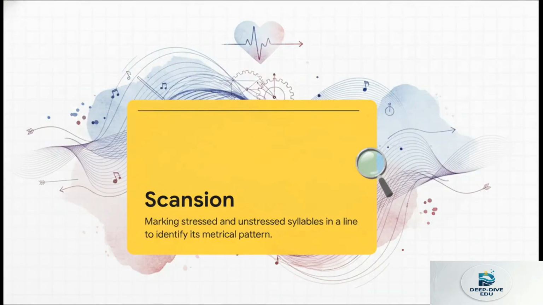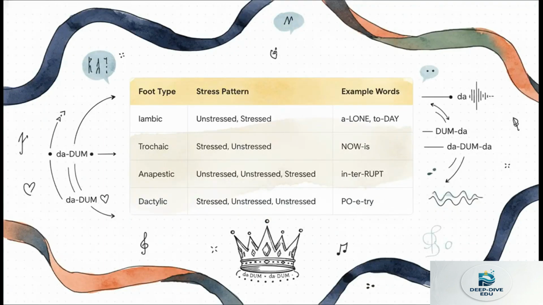And our primary tool for mapping this out is called scansion. Scansion is just the process of marking those stressed and unstressed syllables in a line to spot the pattern. Think of it as mapping out the actual heartbeat of a verse, so we can pop the hood and see exactly what the poet is doing. This brings us to the building blocks of that map, which we call poetic feet. A foot is basically just a unit of measurement for syllables.